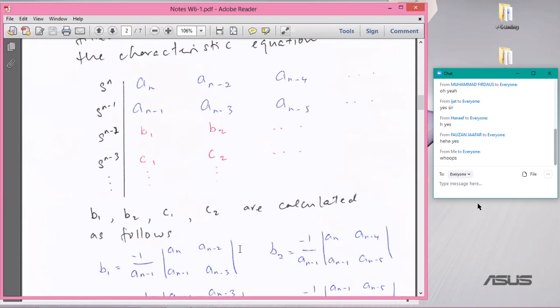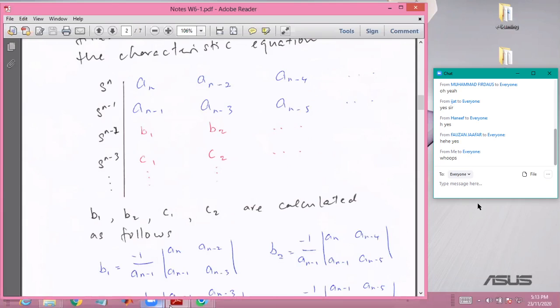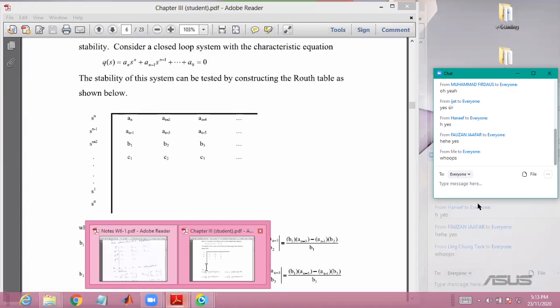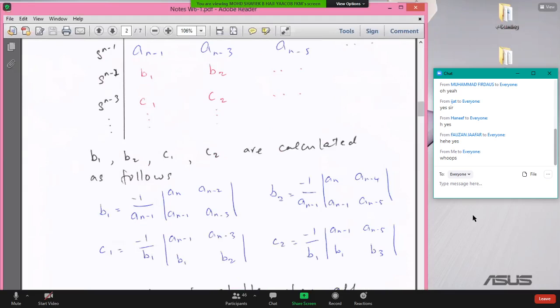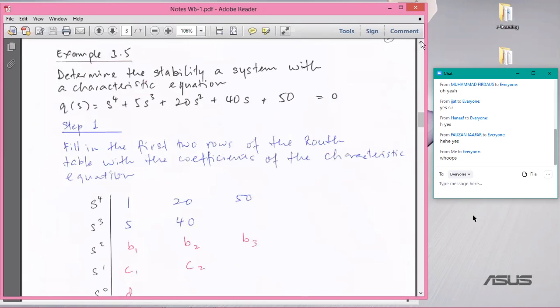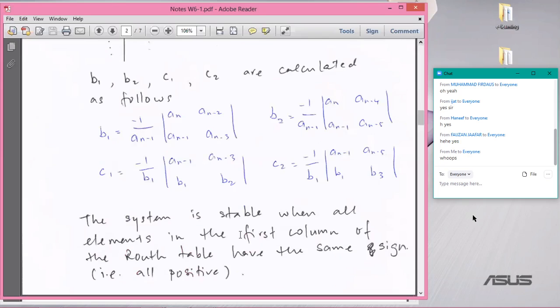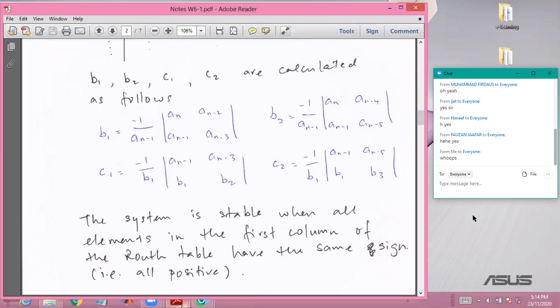Okay, so let's take a look at an example now. The system is stable when all elements in the first column of the Routh table have the same sign, for example, all positive or all negative. Now let's take a look at an example.